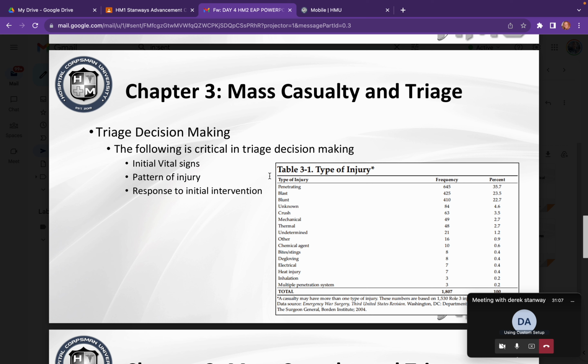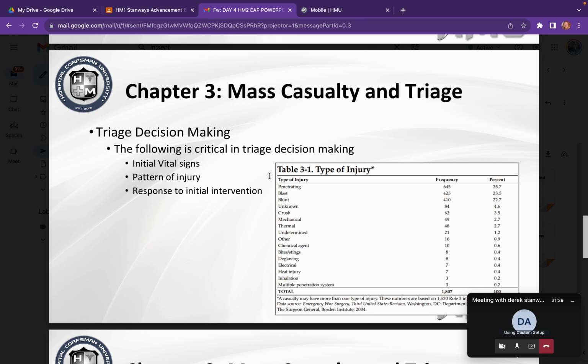All right, so blood pressure by palpation. If they've got a radial pulse, what is considered 90? Okay. Femoral, 60. Yes. All right. So get those vital signs, and then pattern of injury, and that depends on if it's a multi-system trauma.